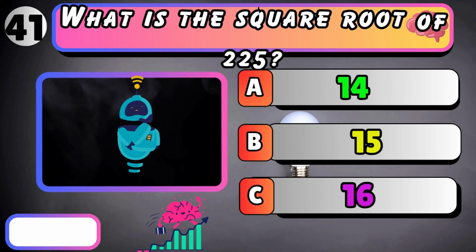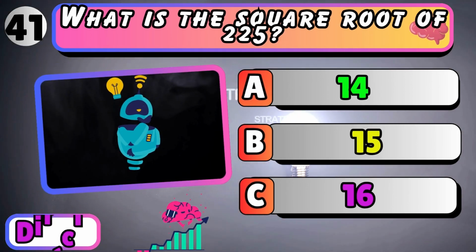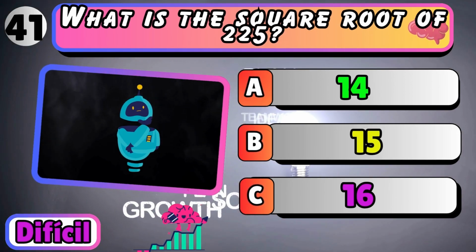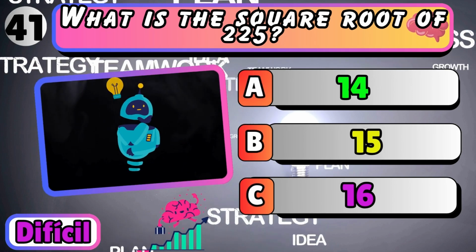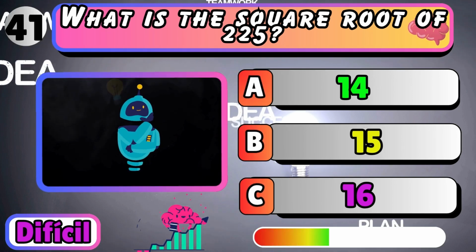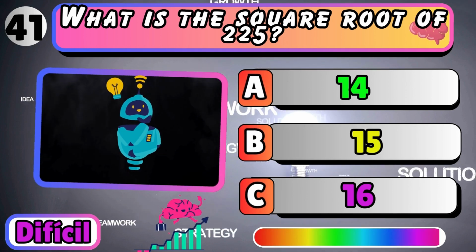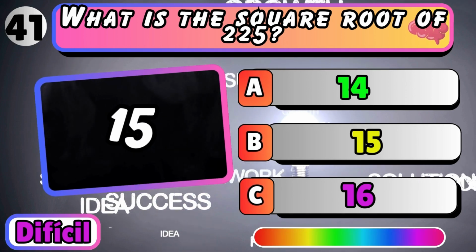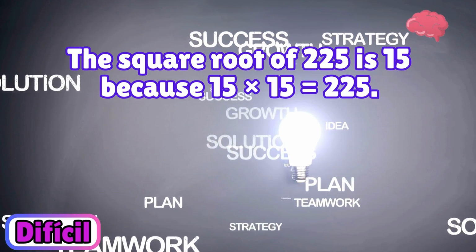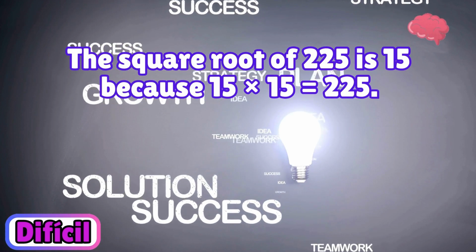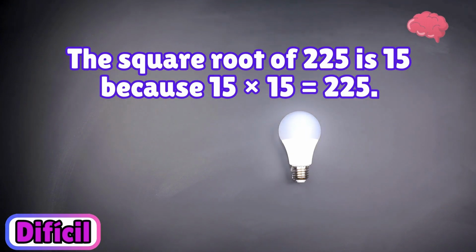What is the square root of 225? 14, 15, or 16? 15. The square root of 225 is 15 because 15 times 15 is equal to 225.